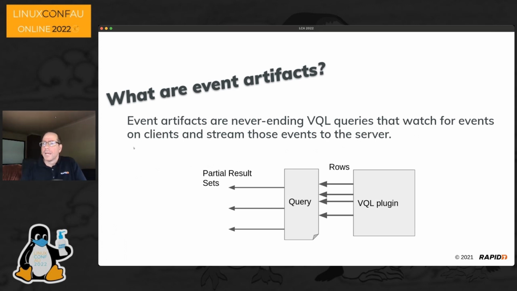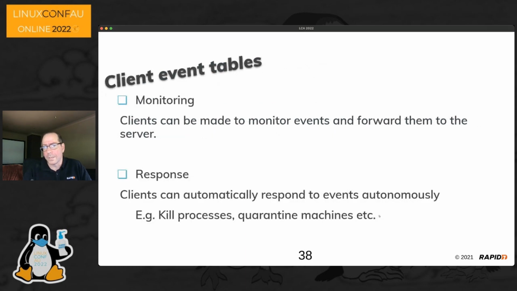The query actually returns data as soon as it's available. That means if we write a query that runs sort of forever, then as soon as something happens, it will stream data back. So VQL can support streaming queries, and that is where event queries come in. You can write a query that is running all the time, constantly streaming back rows, and those rows can simply be forwarded to the server, where we collect them as events.